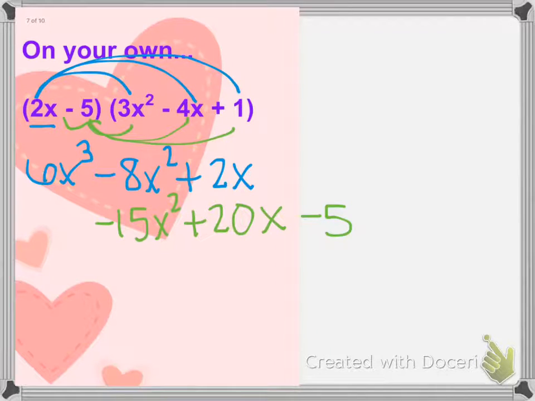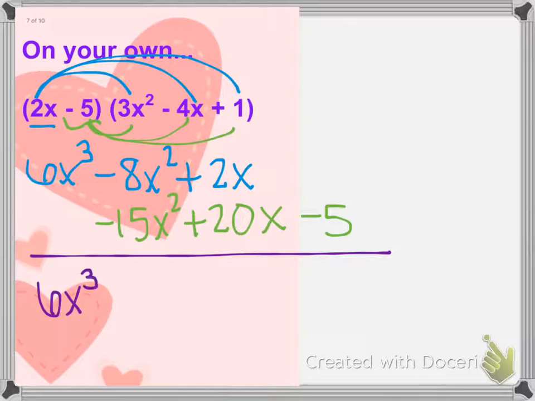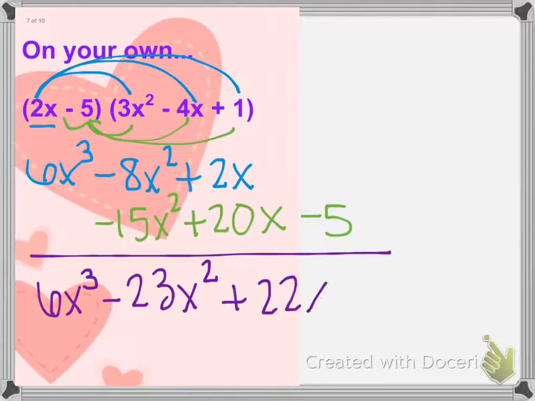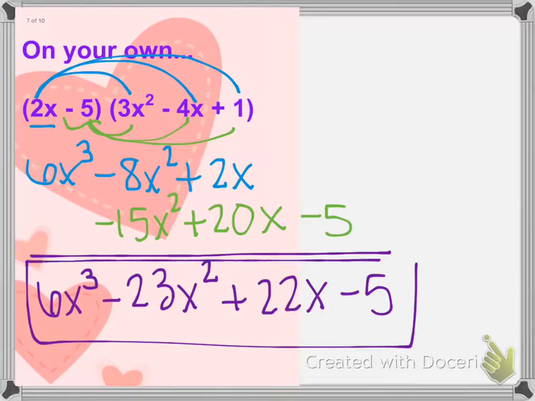If I lined it up that way, then I'm all ready to just combine like terms straight down. 6x to the third, negative 8 plus a negative 15 is going to be a negative 23x squared. 2 plus 20 is a positive 22x. And then minus 5. That's it.